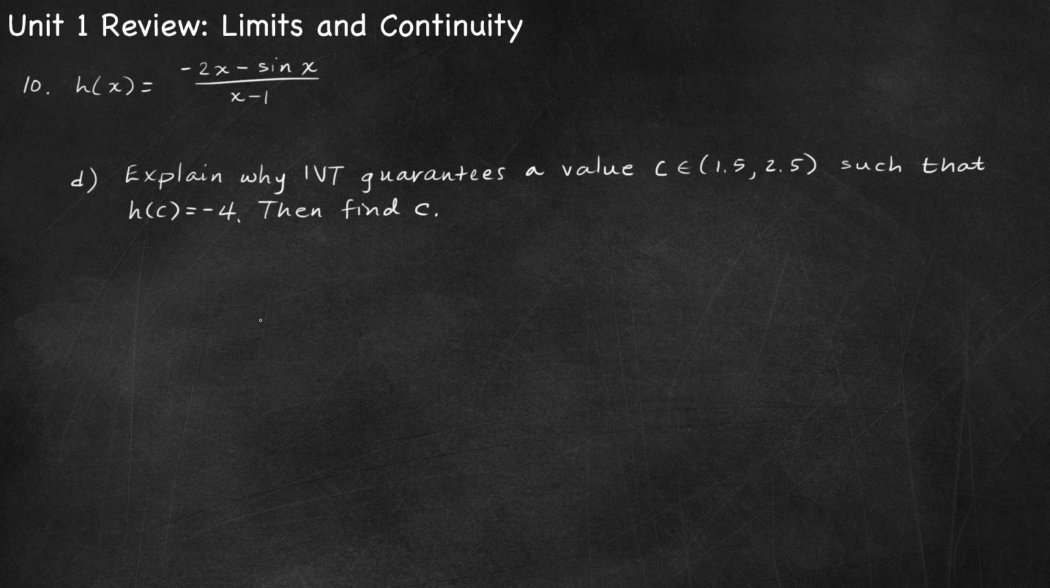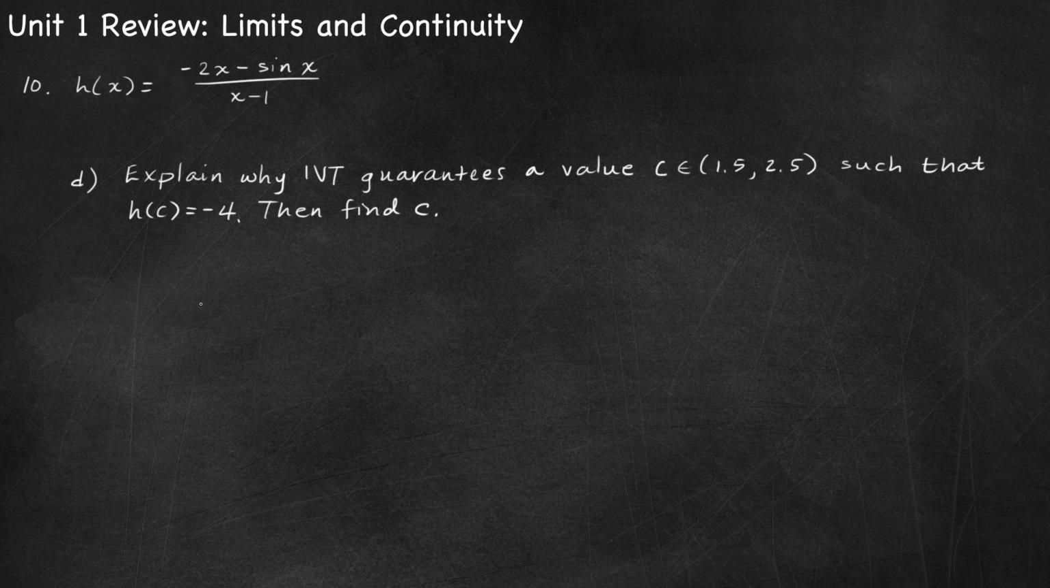And part D, explain why the intermediate value theorem guarantees a value c on the open interval from 1.5 to 2.5 such that h of c equals negative 4. Then find the value of c. So we're going to use our calculator on this problem. First thing we need to know in order to use the intermediate value theorem is whether our function is continuous on the interval in question.